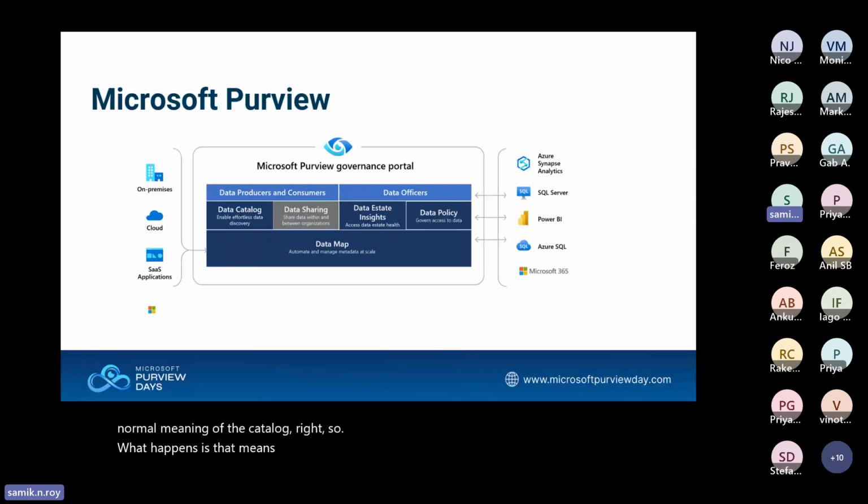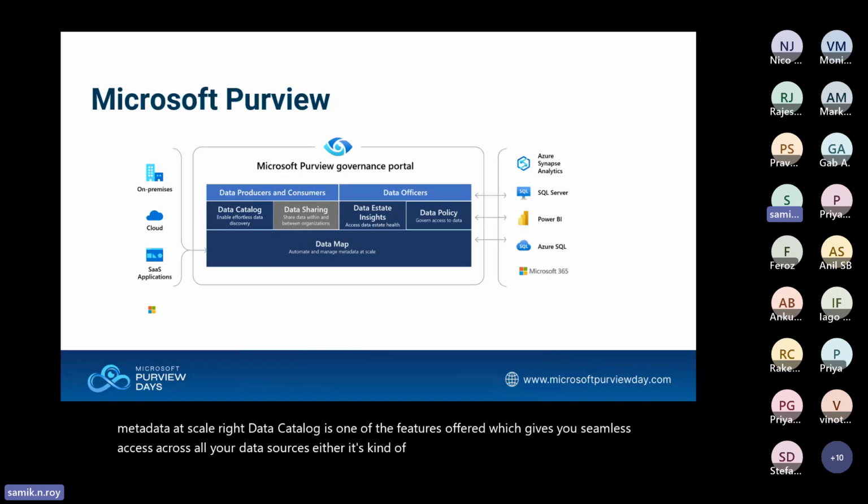So once we map all the metadata at scale, the data catalog is one of the features offered, which gives you seamless access across all your data sources. Either it's MongoDB sitting in AWS, BigQuery sitting in GCP, or blob storage sitting in Azure. All of it fundamentally gets one single view in the data catalog.